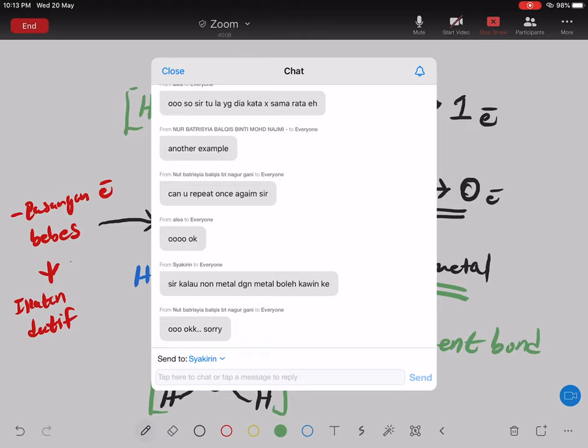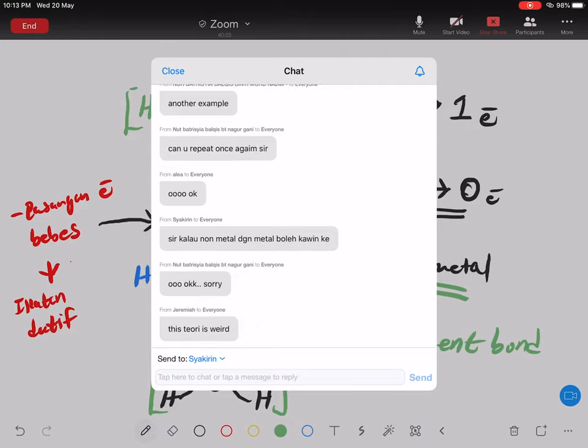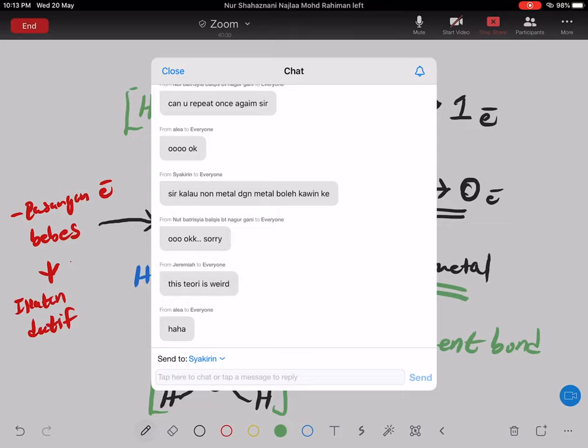Okay, Syakirin, tengok soalan kamu. Sekalau non-metal dengan metal boleh kahwin ke? Itu kan ikatan ionik. That is ionic bond. Now I'm talking about covalent bond. It's a different story. This theory is weird. Why weird? It is not weird, Jeremy. I'll give a simple example.